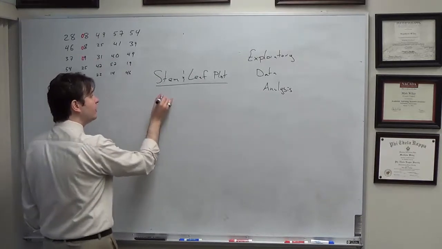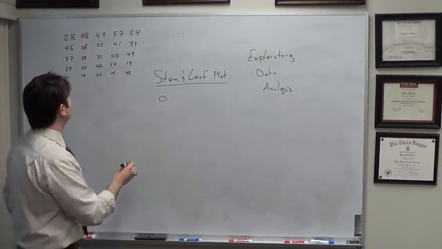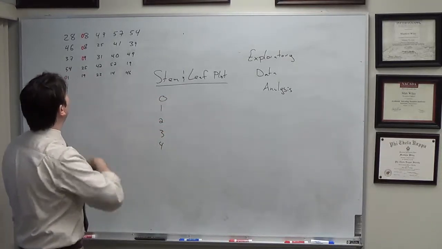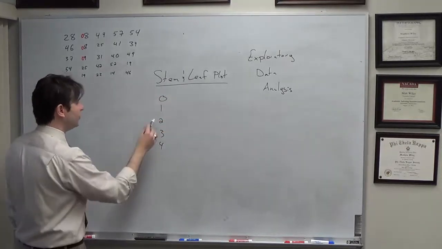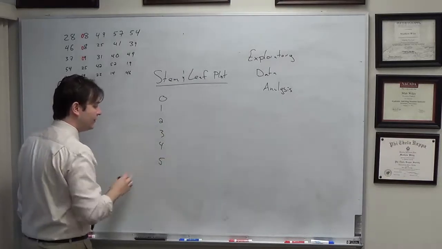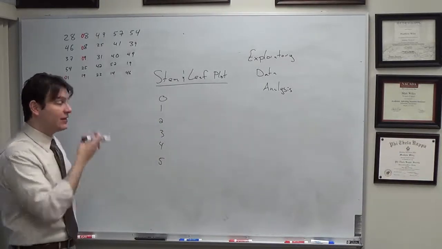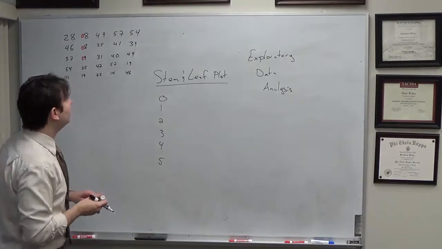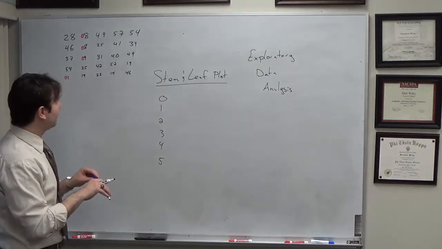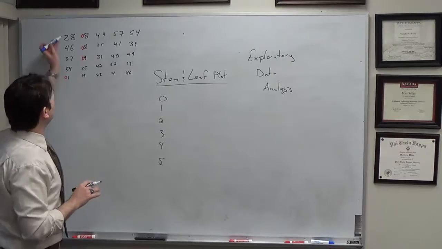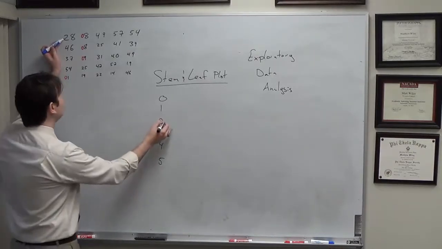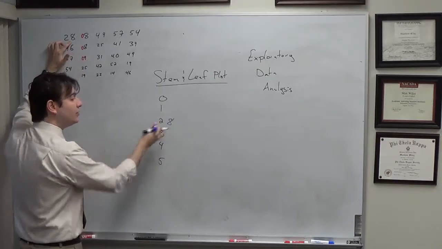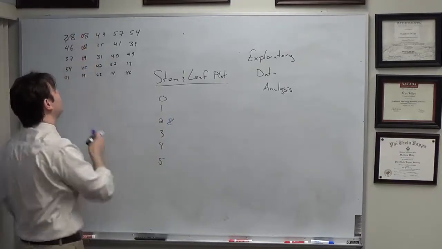Then what you do is you build a stem. I've got zeros, 1, 2, 3, 4. I see 5s, I don't see any 6s, so 0, 1, 2, 3, 4, and 5 is as high as my stems need to go. Then I go through my data one at a time and say, okay, I've got 28, this goes in the 2 column, and I've got the number 8. So I record the 8. Notice I just write the 8, and I cross this one off.